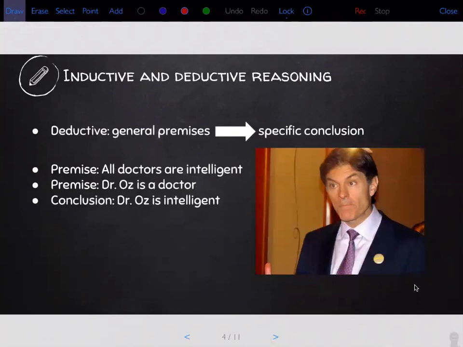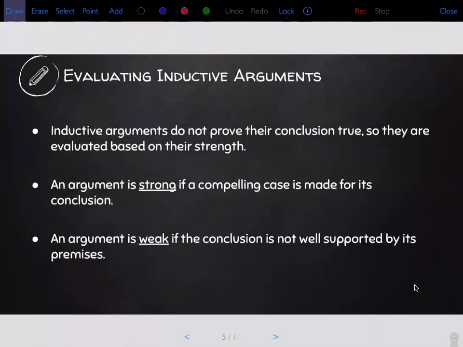And so here we have an example. The first premise is all doctors are intelligent. The second is that Dr. Oz is a doctor. And so if all doctors are intelligent and Dr. Oz is one of those doctors, then the conclusion can be that Dr. Oz is intelligent. Yeah, he doesn't look so convinced right there. So this is an example of a deductive reasoning and an argument that's built that would be, I would say, valid, but not necessarily sound. We're going to talk about those two things right now.